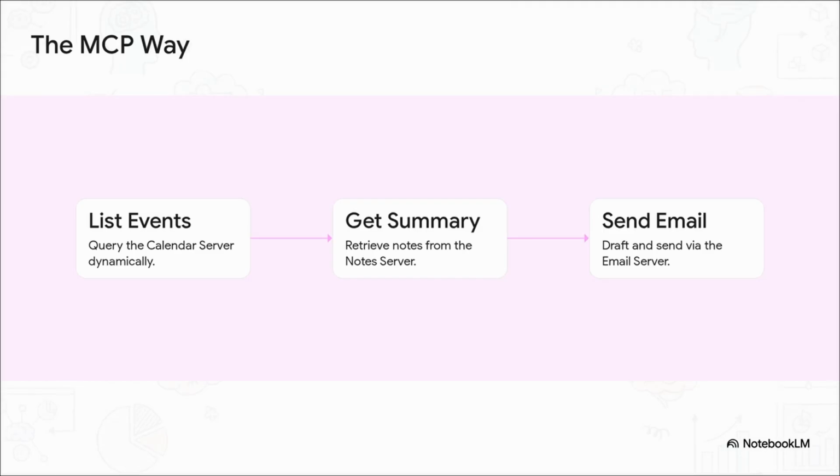But now, let's look at the MCP way. It's a completely different ballgame. You simply build or install compliant MCP servers for the calendar, notes, and email. That is it. The model connects, the servers advertise their capabilities, and the model dynamically discovers the tools and then successfully reasons through these chain steps on its own. Step 1. List the events from the calendar server. Step 2. Grab the meeting summary from the notes server. Step 3. Send the follow-up via the email server. It figures out what to use and in what order entirely on its own.